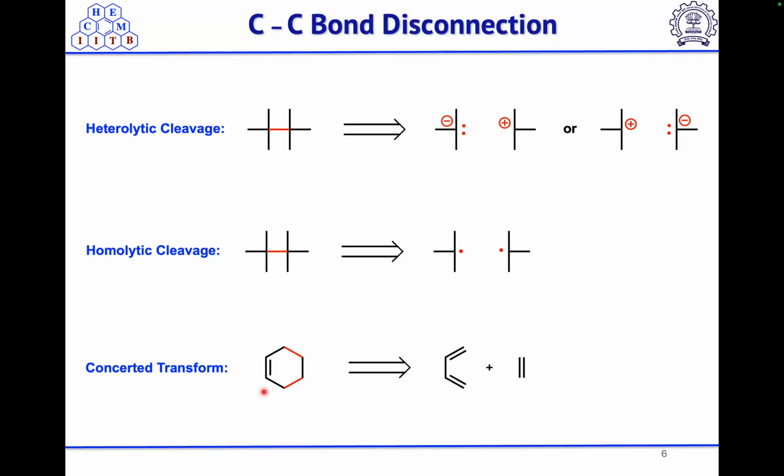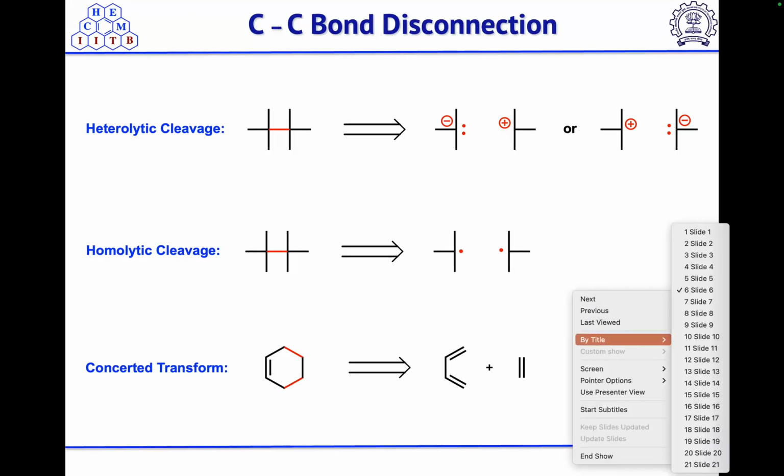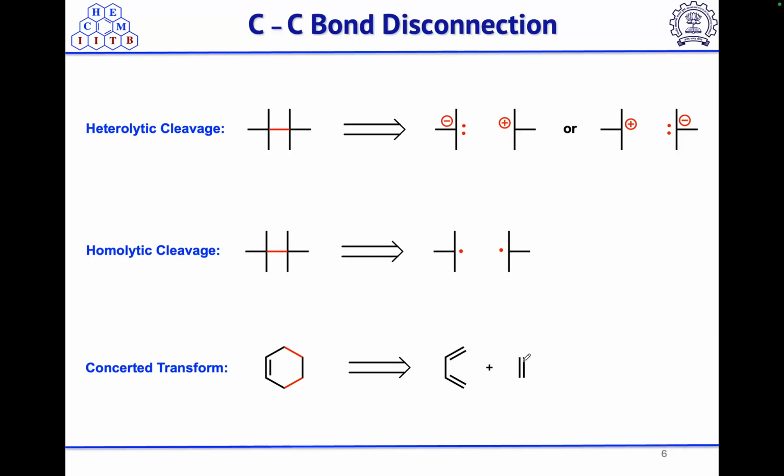And concerted transformation means the transformation doesn't involve any positively or negatively charged species. It is concerted, like the Diels-Alder reaction. This is the diene and this is the dienophile. This is a concerted mechanism, with arrow pushing. So like this we can think about the C-C bond disconnection approach. Most of the cases we will see heterolytic cleavage.